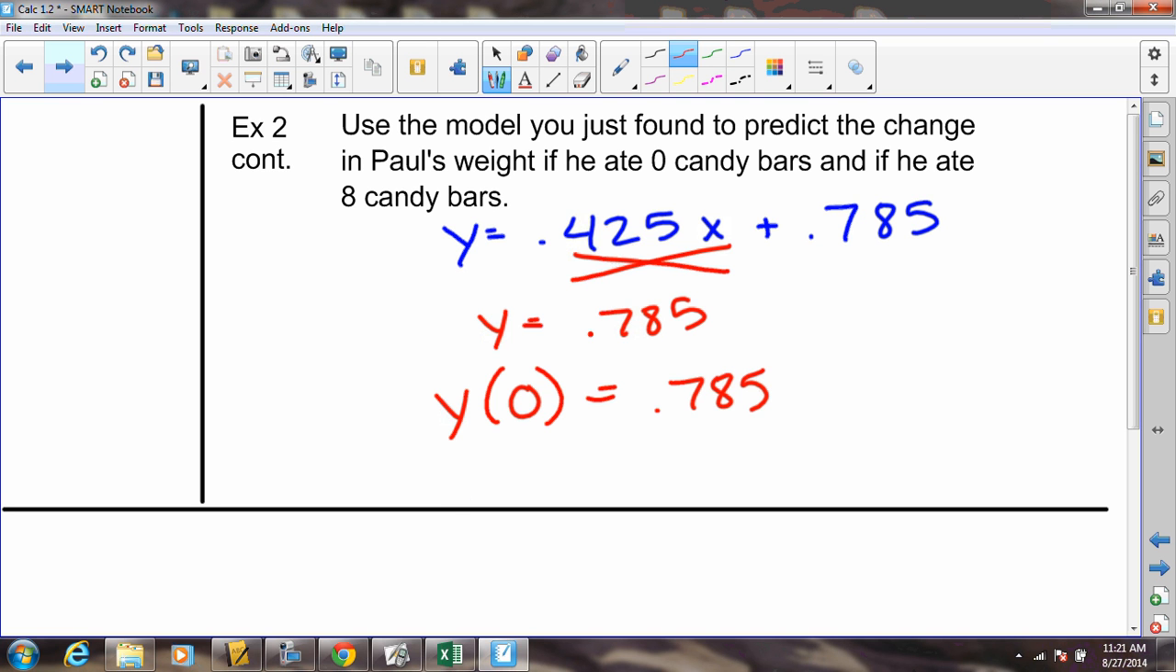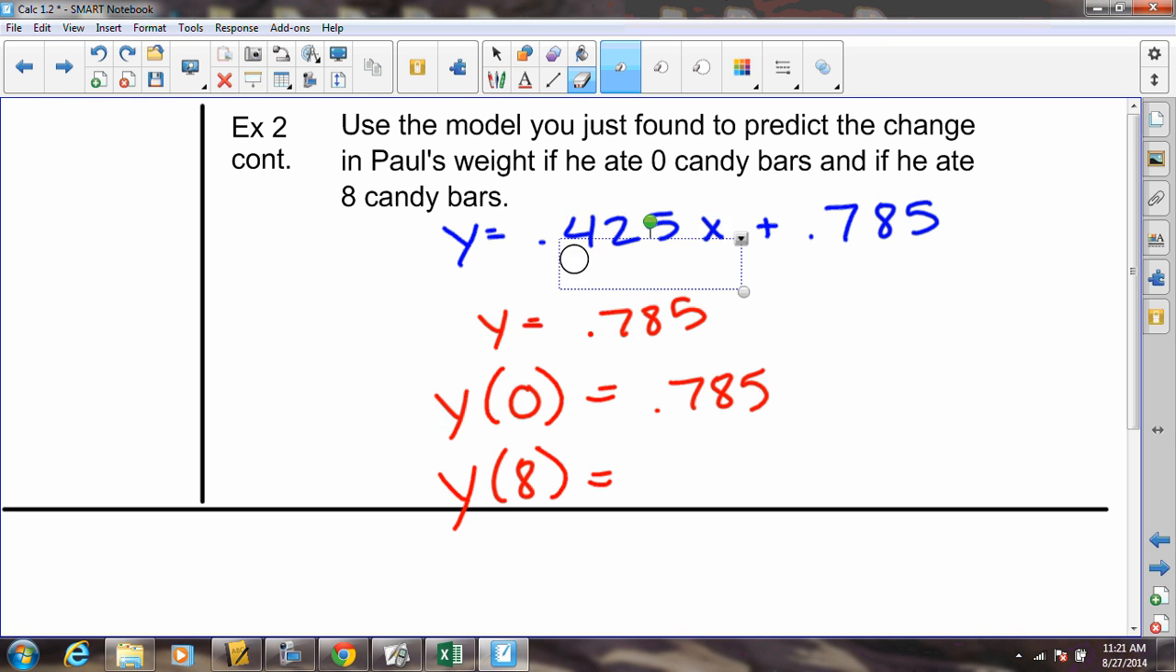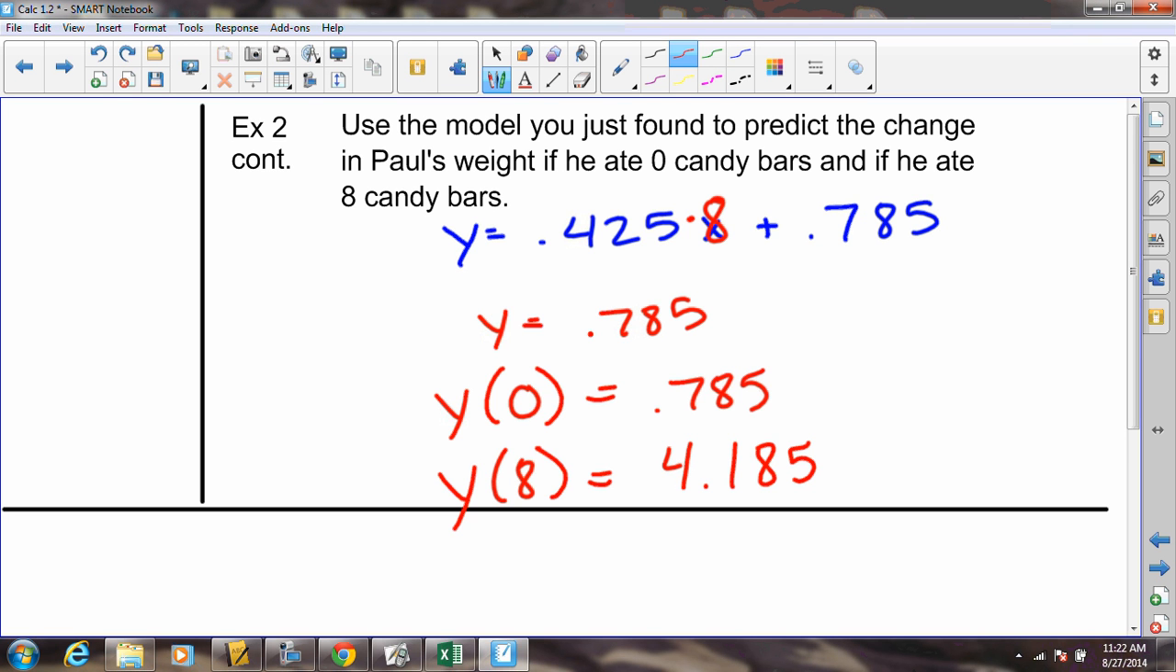Okay. You have your calculators. Please do the same thing. If he eats 8 candy bars, predict his weight gain. So we're taking, of course, 0.425 multiplied by 8, and then adding 0.785, which would yield the total. I'm sorry, I did not hear you. 4.185. So a little bit over 4 pounds, which would have been a pretty awesome estimate if you were guessing.